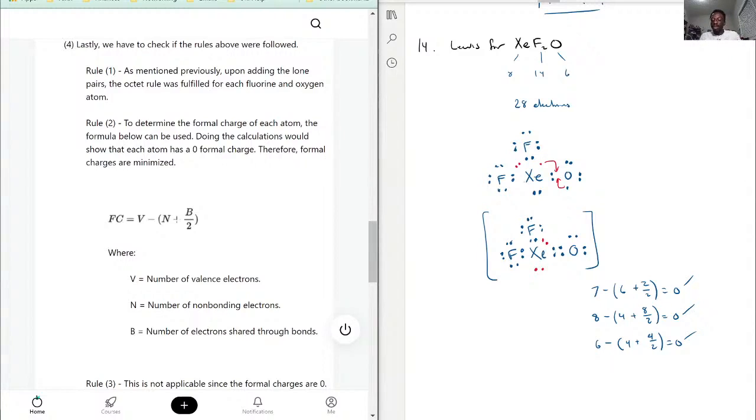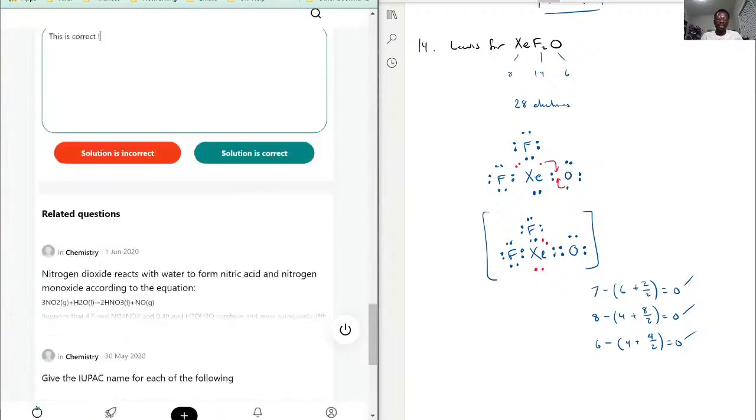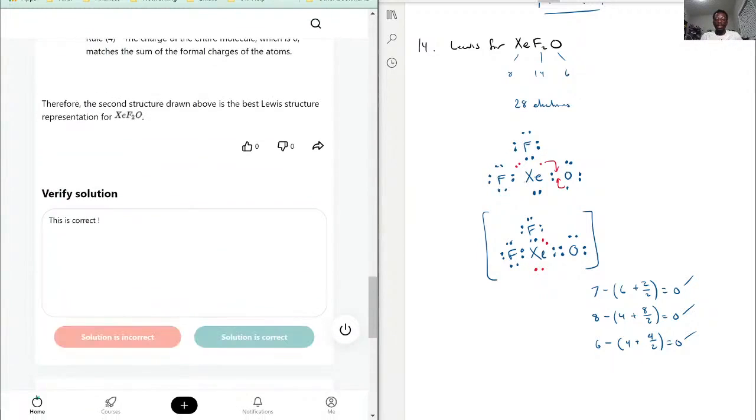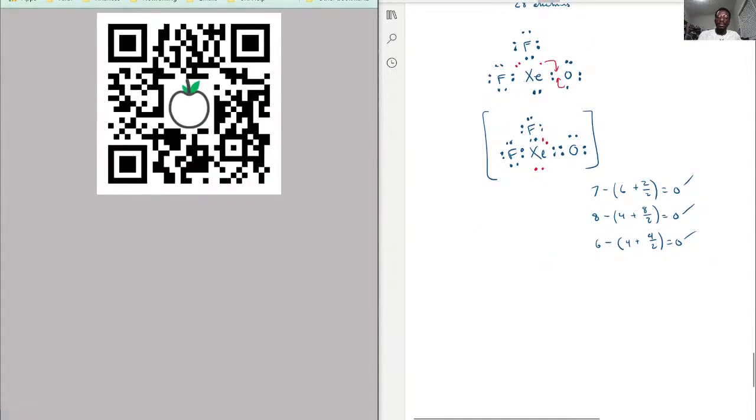So by us being able to even calculate 0 for xenon, that shows that it would prefer to have a formal charge of 0 rather than to strictly follow the octet rule. Okay, so now let's go on to question number 15.